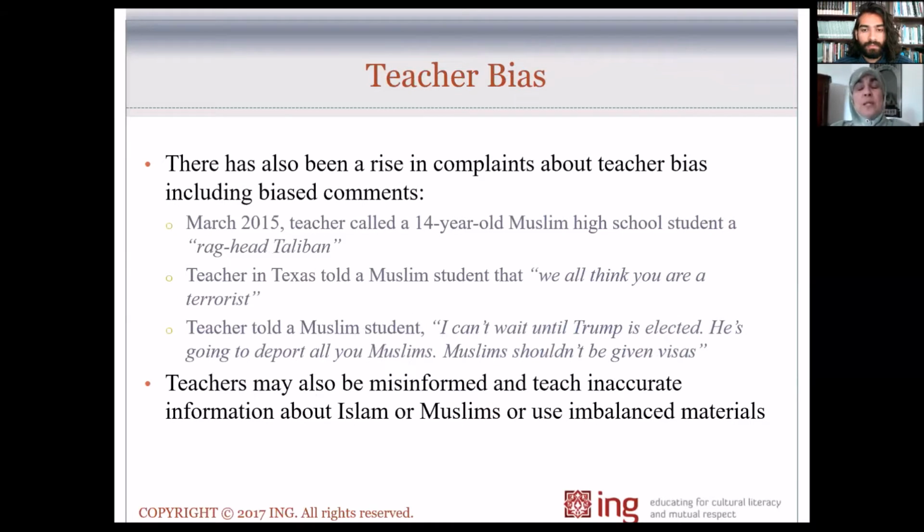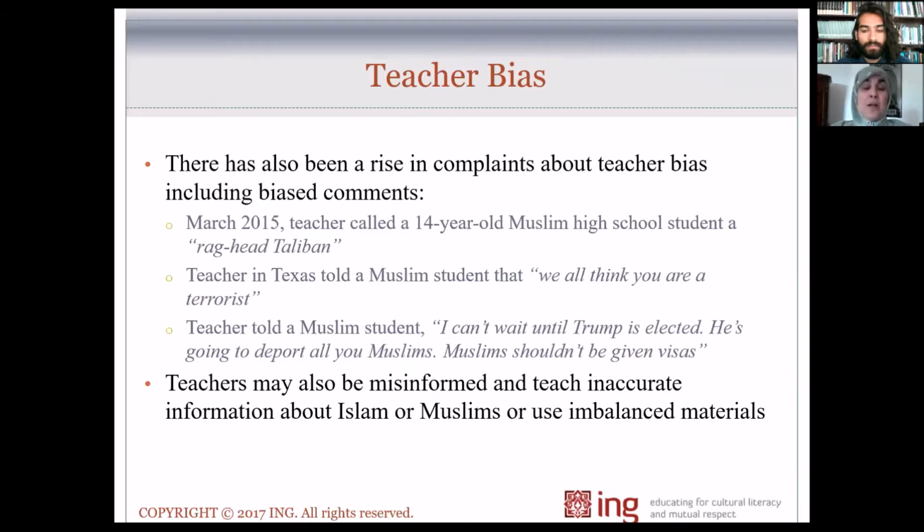There has also been, as we noted, a rise in complaints about teacher bias, including biased comments, such as a teacher who in March 2015 called a 14-year-old Muslim high school student a raghead Taliban. Another teacher in Texas told a Muslim student, "We all think you're a terrorist." And another one told a Muslim student that, "I can't wait until Trump is elected. He's going to deport all of you Muslims." Now, obviously, these are totally inappropriate, and bullying by a teacher then results in bullying by fellow students, and again, the life of a Muslim student is made miserable in their school experience.